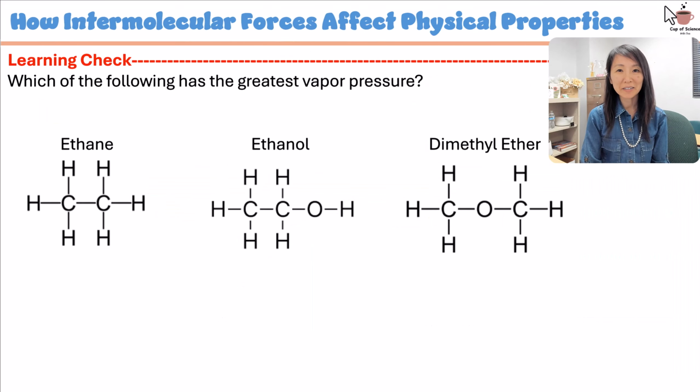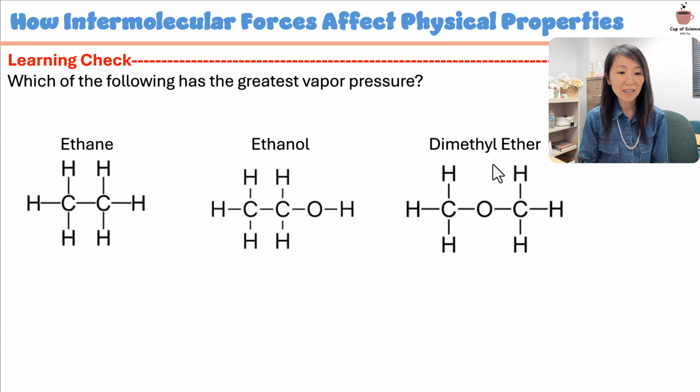Let's do a learning check. Which of the following has the greatest vapor pressure? Ethane, ethanol, and dimethyl ether. Just to give you a quick hint, all hydrocarbons are considered to be non-polar substances. So with that hint, try this and come back and check this video.